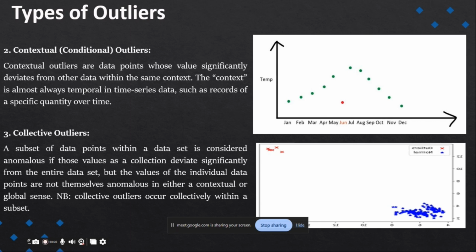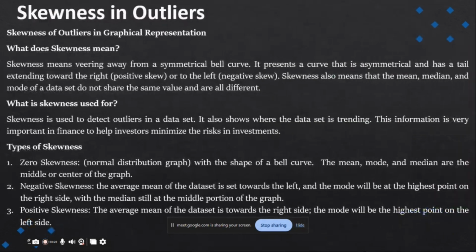Then the last is collective outliers. Now we have a group of points surrounding here, and then another group surrounding at the top there. We have a collection of them. So now let's keep going.